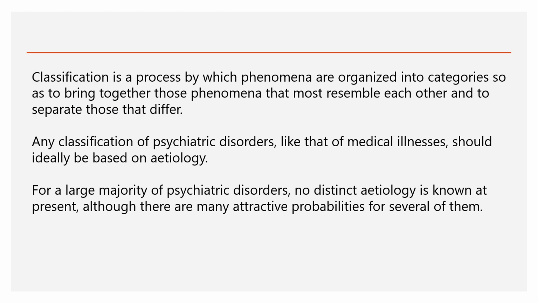Okay, welcome everybody. So, continuing with the psychiatry lecture series, today we are going to discuss the classification in psychiatry. So, what are the psychiatric illnesses and how do we classify? Classification is a process by which phenomena are organized into categories so that we can bring together those phenomena or those symptoms that resemble each other and to separate those that differ. In very simplistic terms, classification means all similar illnesses or similar symptoms are clubbed together in one, and the different ones are clubbed together in separate classifications.